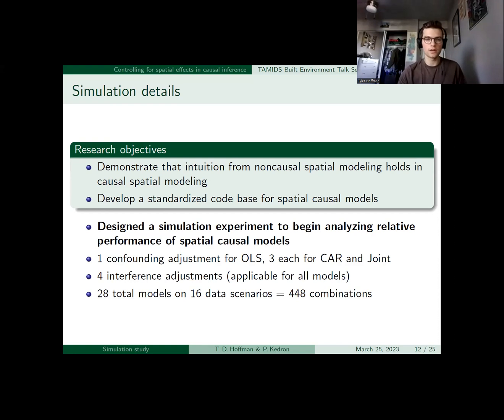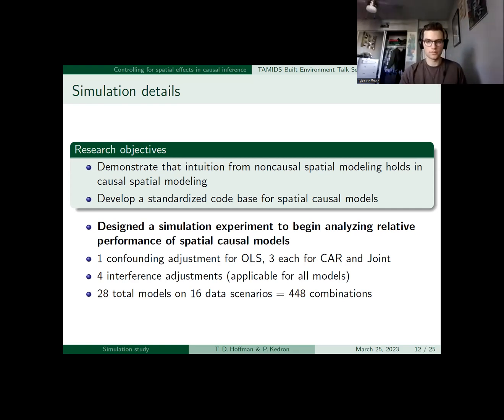So again, to reiterate, our research objectives here are to analyze how non-causal spatial modeling guidance transfers to a causal model, and simultaneously to develop this standardized code base. So to accomplish number 1, we designed a simulation experiment that analyzes the relative performance of spatial causal models. And to facilitate that experiment, we designed this code base as well.